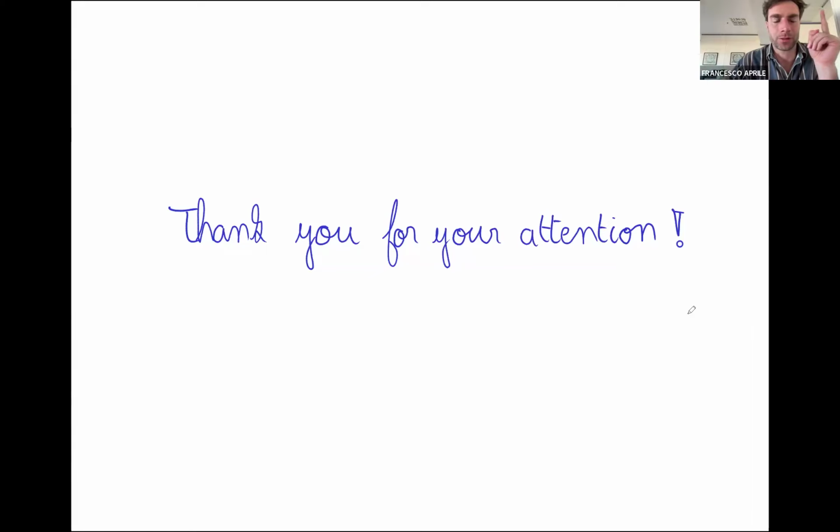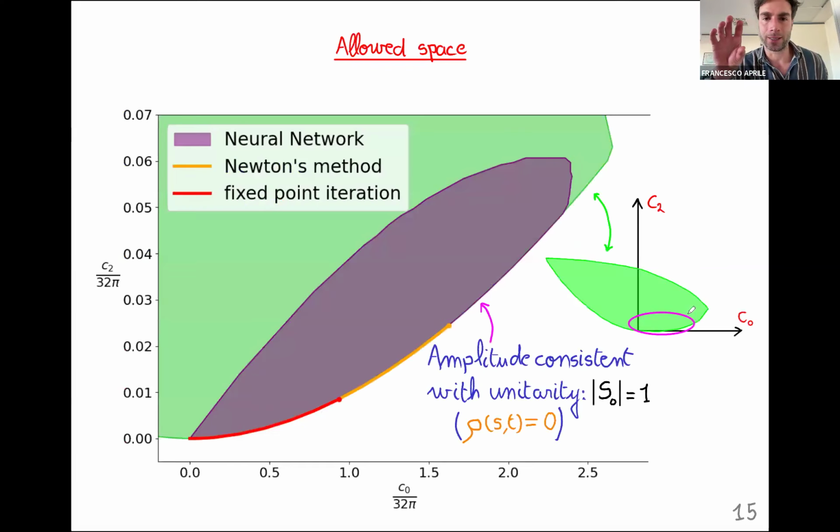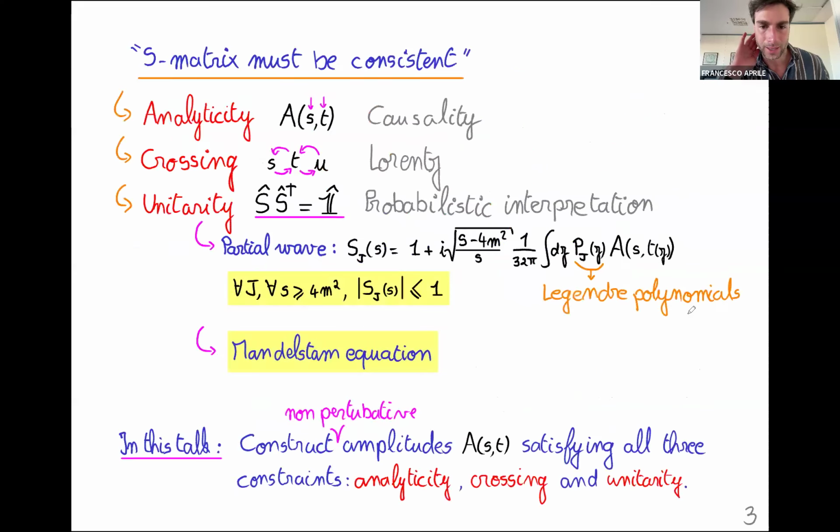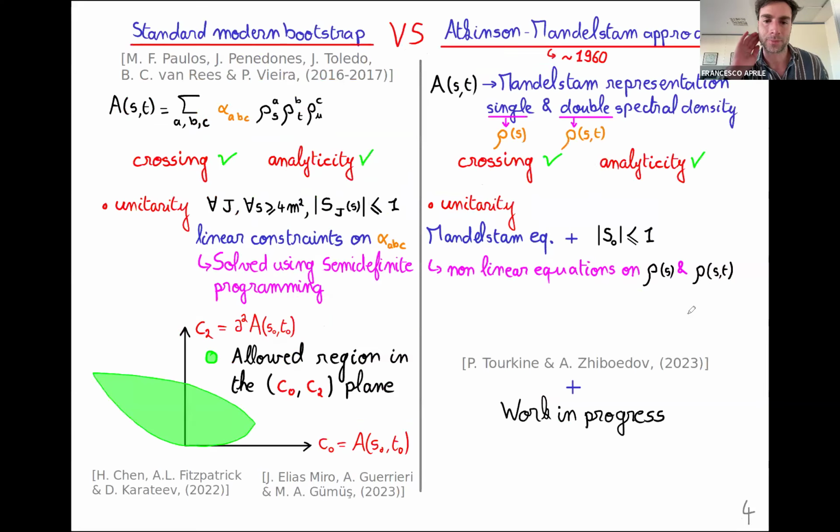Yes, maybe I have a question. So at the beginning, you made a point about the fact that solving the amplitude through the Atkinson-Mandelstam equation required some non-linearities, right? Do you see the impact of these non-linearities in the toy model that you studied?